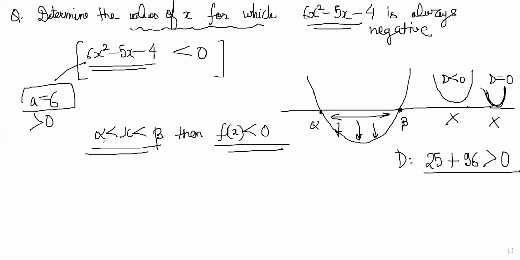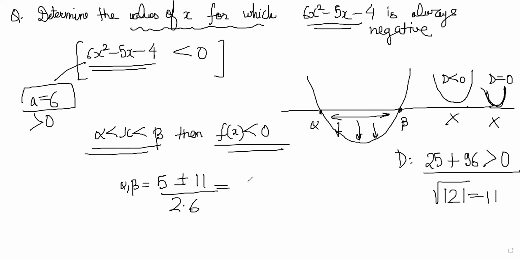So I just have to find the roots, right? So discriminant is root 121, which is 11. So roots alpha, beta are minus b, so 5 plus minus root 121, so 11, by 2 into 6.